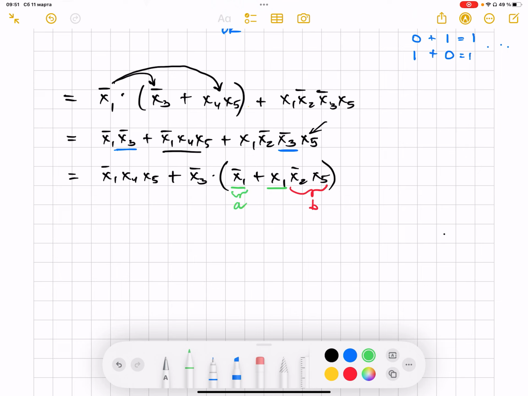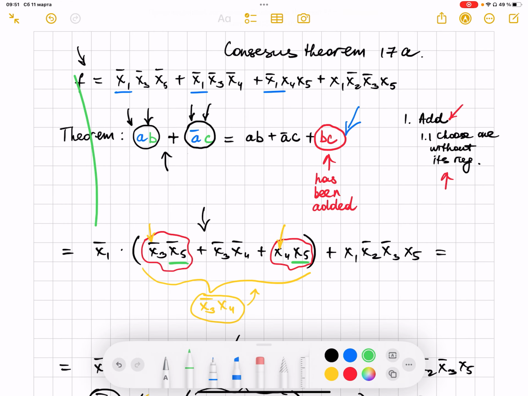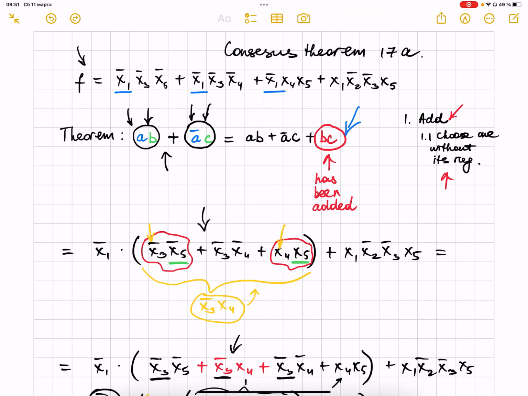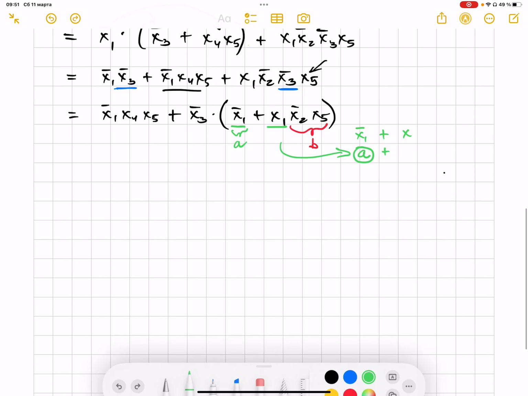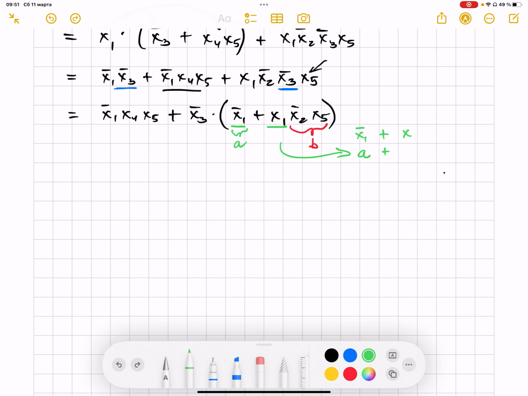I guess now we can rewrite this elements in the bracket like that. So a is x1 bar plus, instead of x1 I'm going to write negation of a. So negation of a, sorry, negation of a is going to be what? Negation of a is going to be a bar, right? And instead of x2 bar x5, let's write it in red color, I'm going to write b.